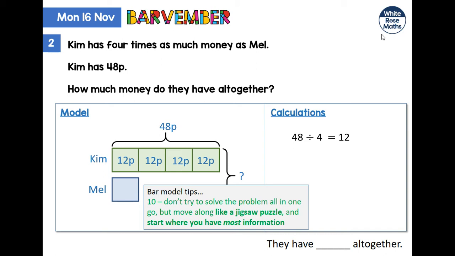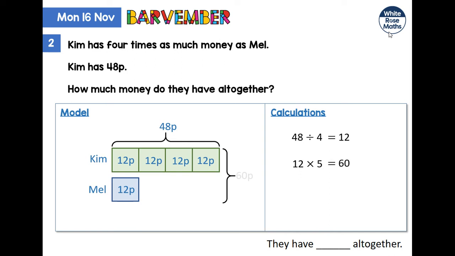Carrying on with our jigsaw puzzle, what do we now know? Well, hang on, these are equal parts. So that final part for Mel is also 12. Equal parts, 5 equal parts, and we can do our multiplication. Done.